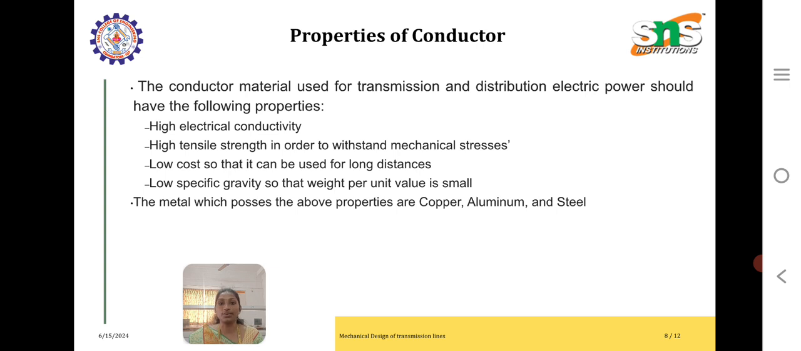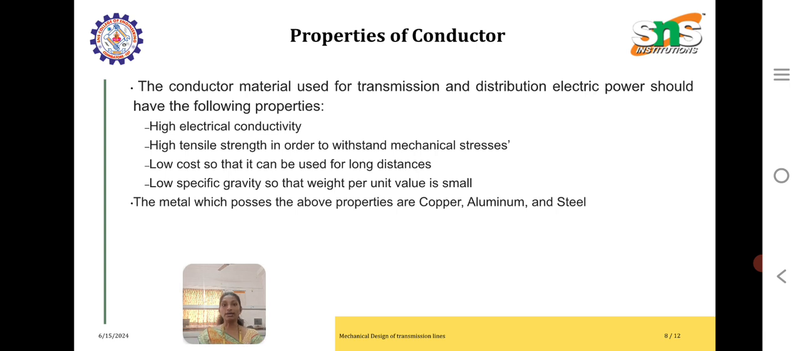So the first one is properties of conductor. The conductor material used for transmission and distributing electrical power should have the following properties. For any material we take, the property is very important, which we have to see based on the application. So whatever application we are going to use that particular conductor for, that property should be satisfied by the material, so that it will be easy for us to use.